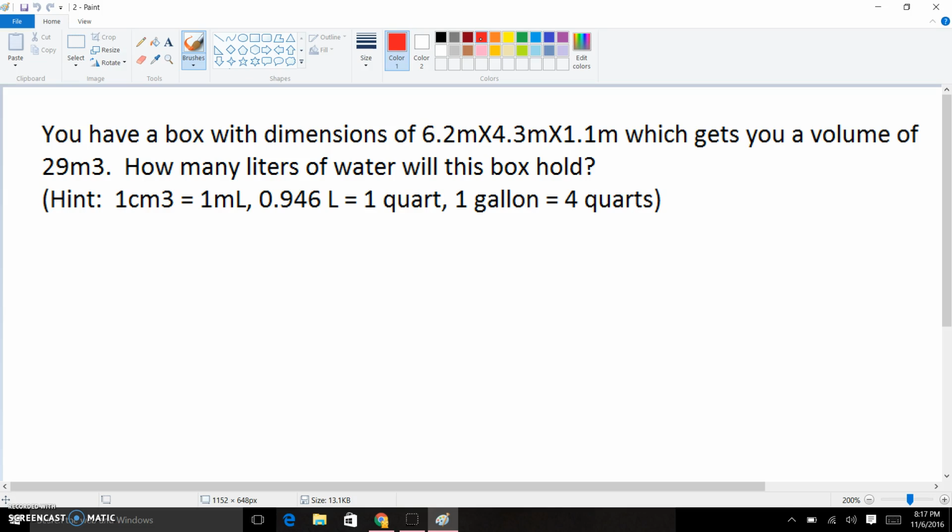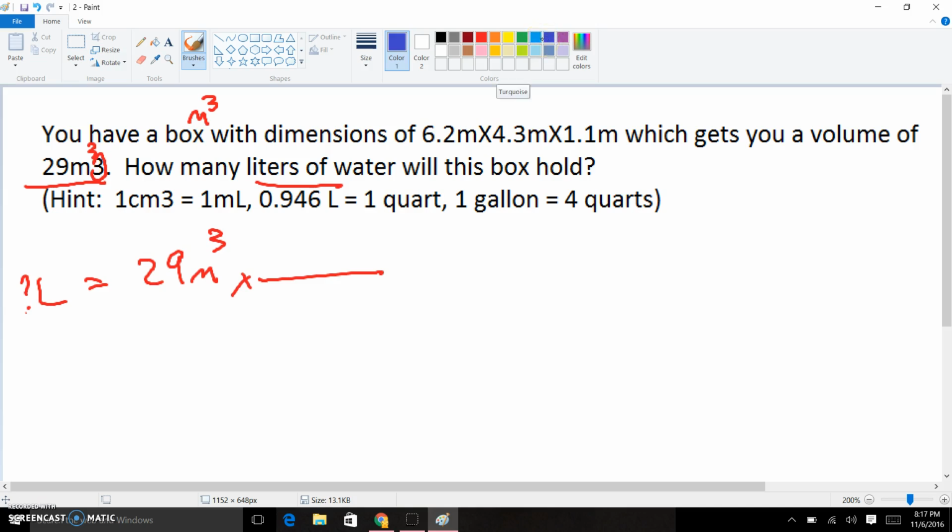You have a box with dimensions of 6.2 meters by 4.3 meters by 1.1 meters, which gets you a volume of 29 meters. This is actually to the third, so meters to the third is what it looks like. How many liters of water will this box hold? So question mark liters is my real question. How many liters of water is in 29 meters cubed? All right, here we go.